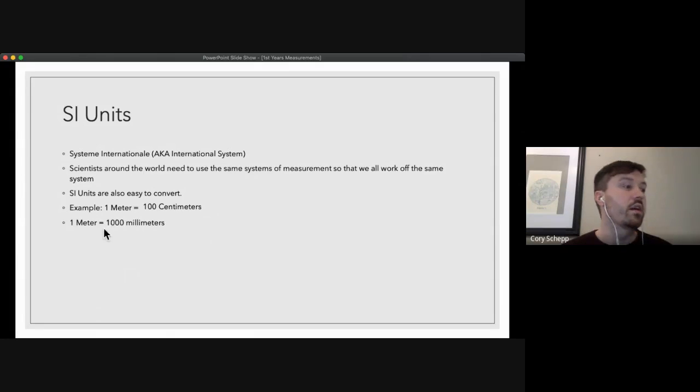1 meter is 1,000 millimeters. So notice that they're always in tens, right? 1 kilometer is 1,000 meters. They're all multiples of 10 of one another. When you're converting these SI units, for the most part, from one to the other, they're always multiples of 10, okay?